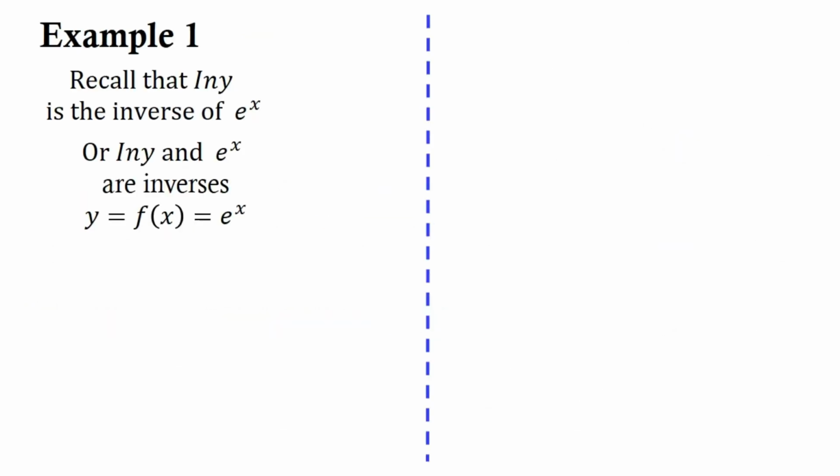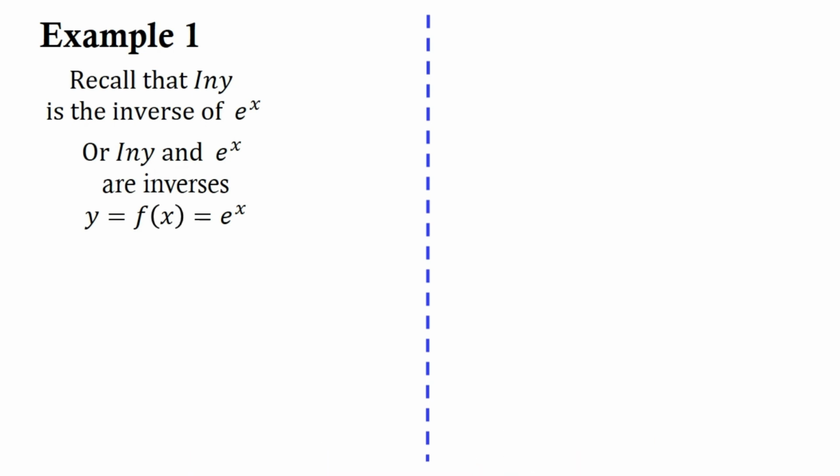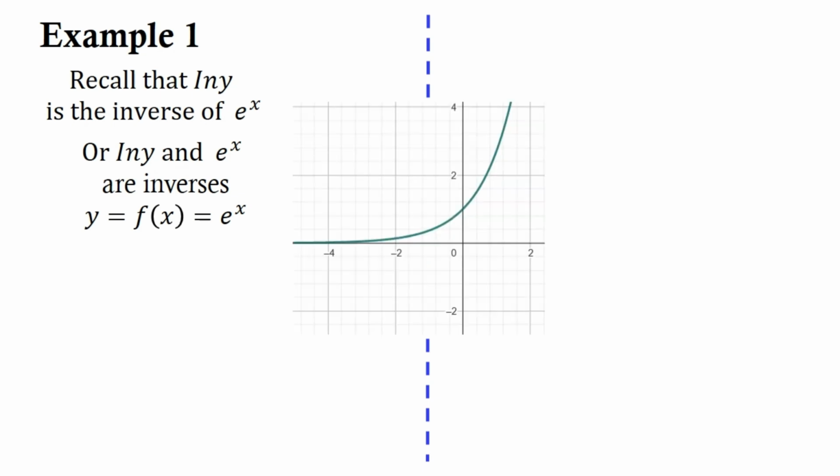Example 1. Here, let's consider what is called exponential of x. And remember that ln y is the inverse of exponential of x. Or perhaps I can say that exponential of x is the inverse of ln y, or ln y is the inverse of exponential of x. So let's take a look at it graphically, how it looks like.